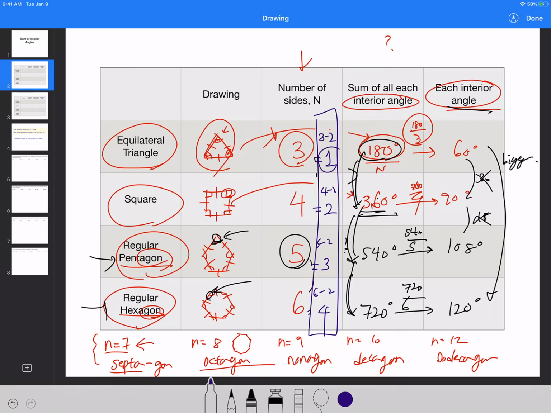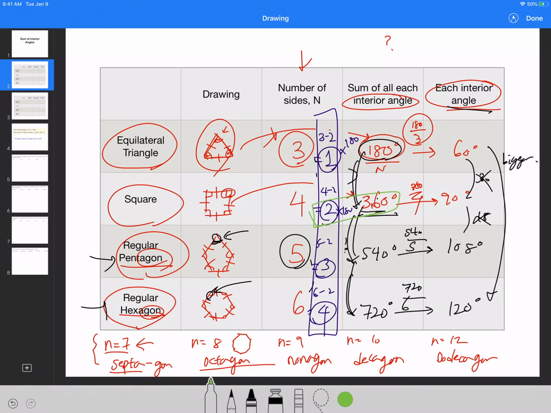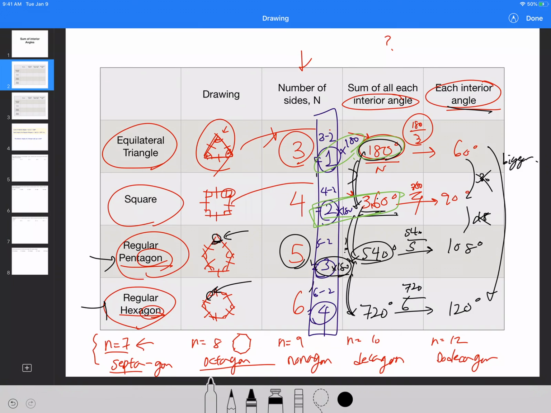And if you take these numbers respectively and multiply by 180, you actually get this equivalency. 1 times 180 is 180. 2 times 180 is 360. 3 times 180 gives you 540, and so forth. So this always works. The sum of the interior angles is always n minus 2 times 180, and then you're going to find each angle of a regular polygon. In other words, the last column, each interior angle.